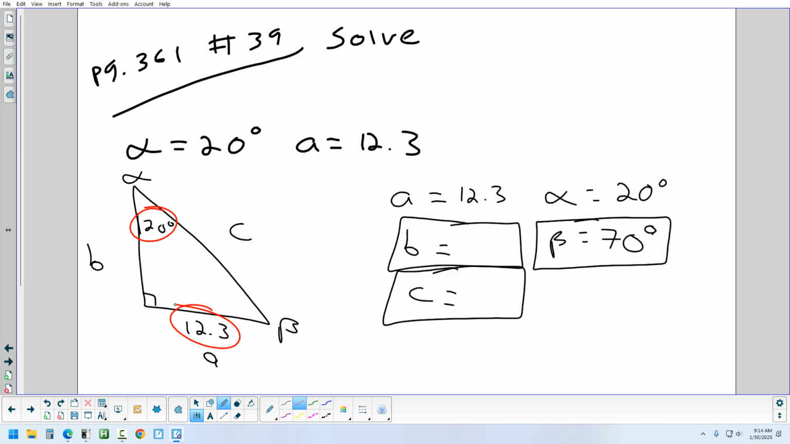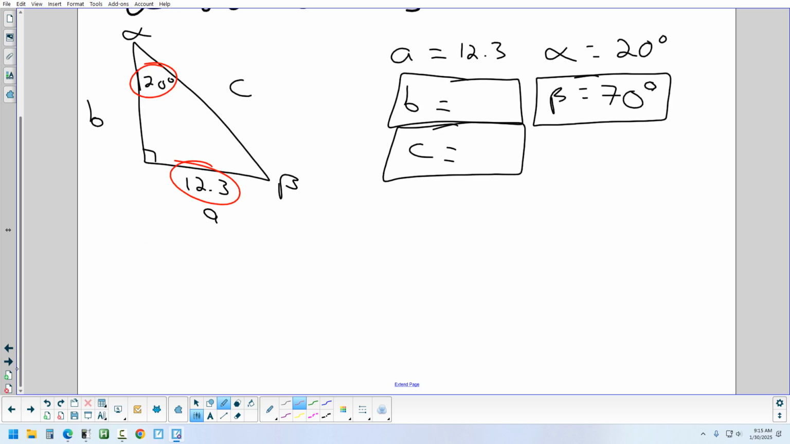B or C? Any preference? I need a preference. Let's just go with B. All right. So I'm going to find B. Let's circle that one.